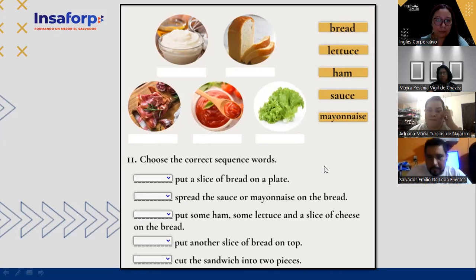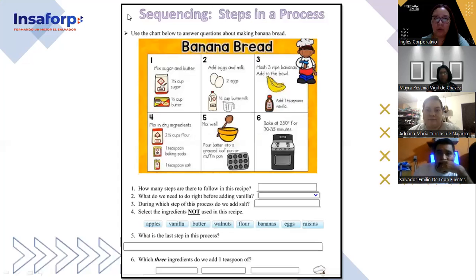Nice. Now, this was a pretty simple exercise, pretty easy, right? Now, I want you to take a look at this. Sequencing steps in a process, right? Use the chart below to answer questions about making banana bread, okay?